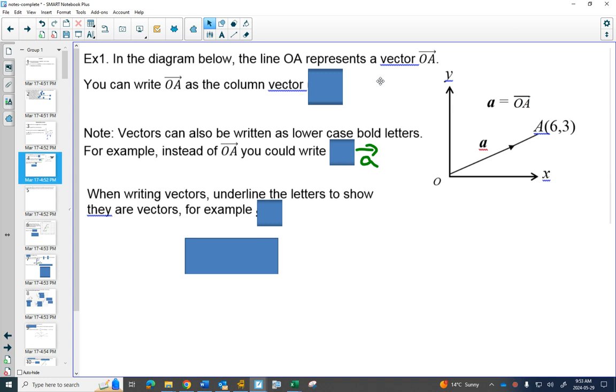In the diagram below, the line OA represents the vector A. So here in your notes, you can imagine drawing a little arrow over that. It's bolded, right? We can also write it as the column vector 6, 3.